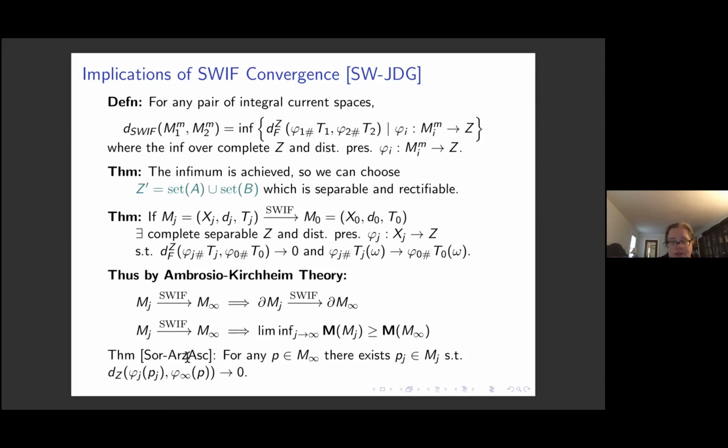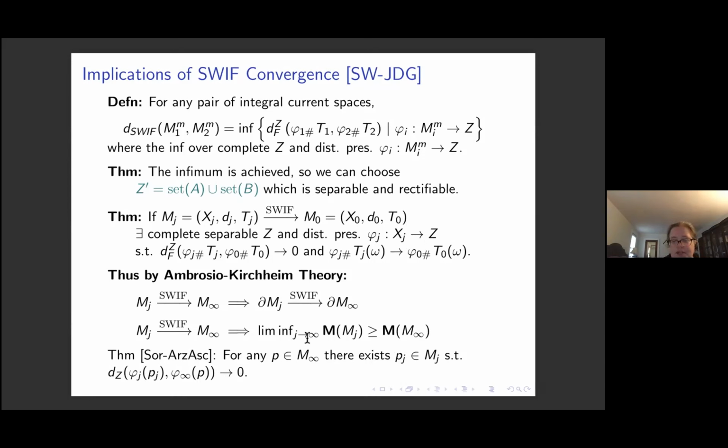Then there's a theorem in my paper, with Arzelà-Ascoli in the title, that says for any p in M infinity, there are p_j in M_j such that the distance in Z between phi_j(p_j) and phi_infinity(p) goes to 0. So that's saying that we have points in the M_j's that converge to the limit point. How do they converge? They converge in the sense that if you choose these guaranteed-existing distance preserving maps, their images under those maps go to 0.